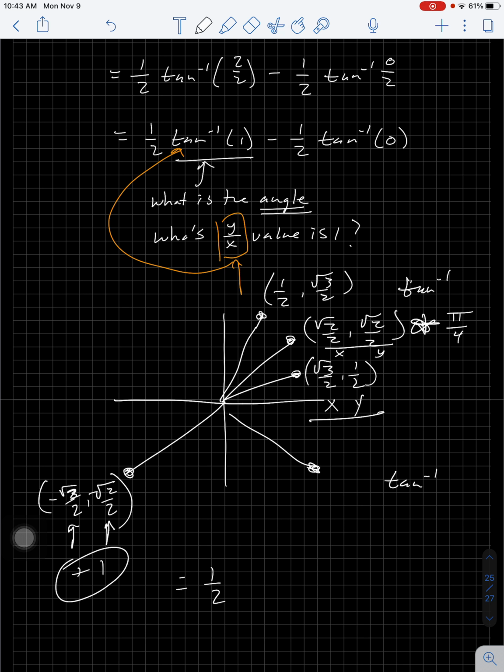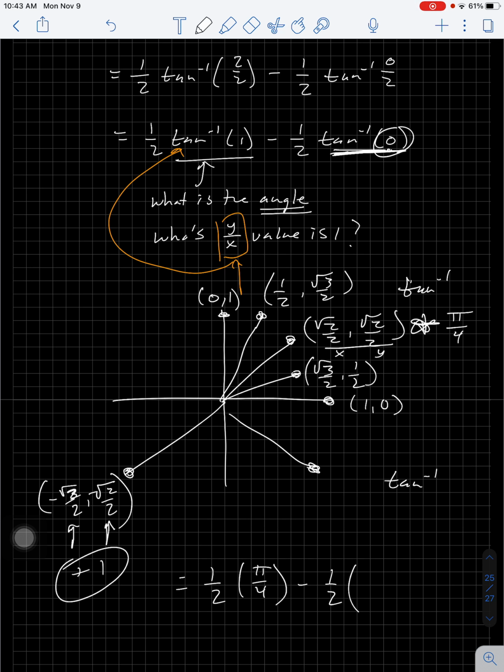I'm going to have 1/2 times pi over 4, minus 1/2, and now I want to know where the angle is where y over x is 0. Well, zeros and ones always happen on the axes. So let's take a look at that. This coordinate right here is 1, 0. This is 0, 1, and this is 0, negative 1. So y over x, that gives you an undefined value.